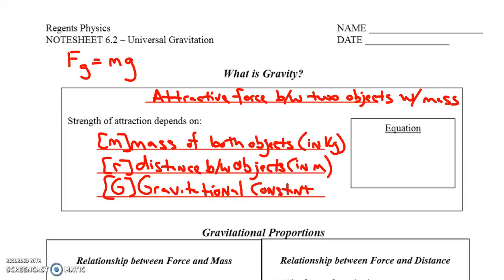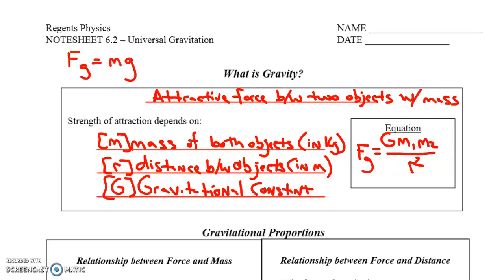And if we put these three things together, we can develop this equation: the F of G, the force of gravity between any two masses, is big G times the mass of the first object times the mass of the second object, divided by the distance between them squared.